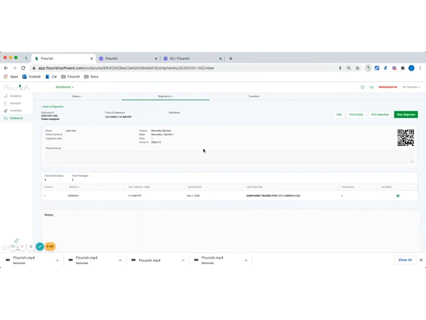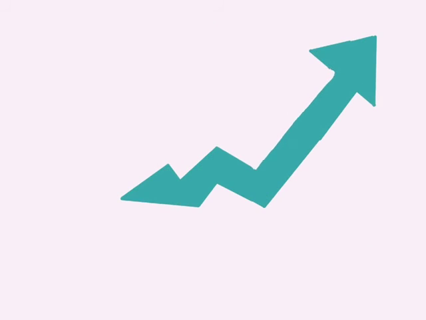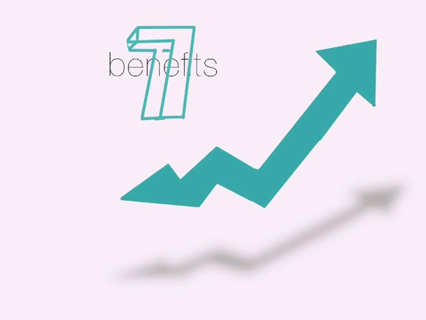Just the tip of the iceberg. There is so much more material to cover. I do want to leave you with a few words regarding standard naming conventions. So here are my top 7 reasons for the benefits of standardizing your item names and SKUs. Check it out.